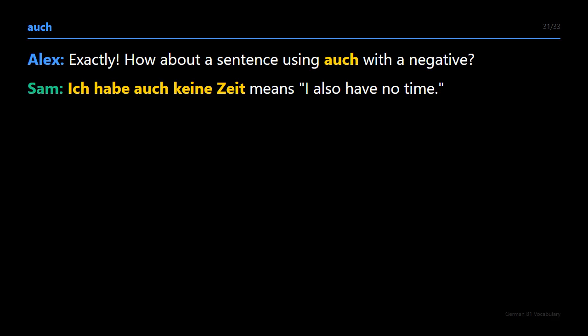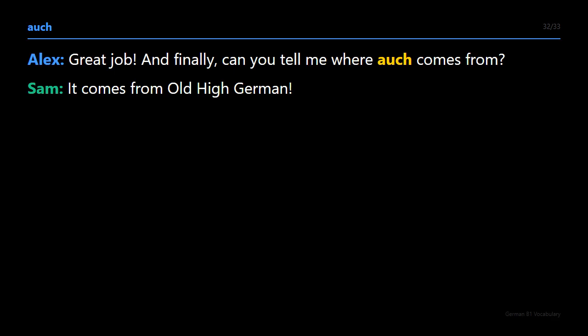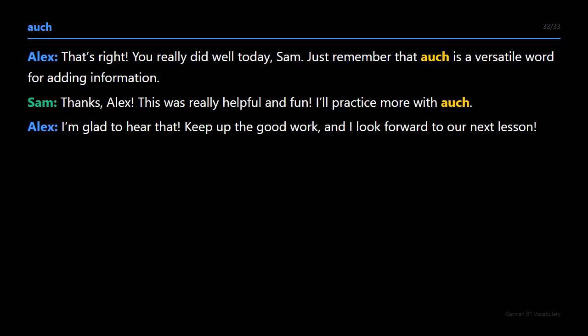Exactly. How about a sentence using auch with a negative? Ich habe auch keine Zeit, means I also have no time. Great job. And finally, can you tell me where auch comes from? It comes from Old High German. That's right. You really did well today, Sam. Just remember that auch is a versatile word for adding information.